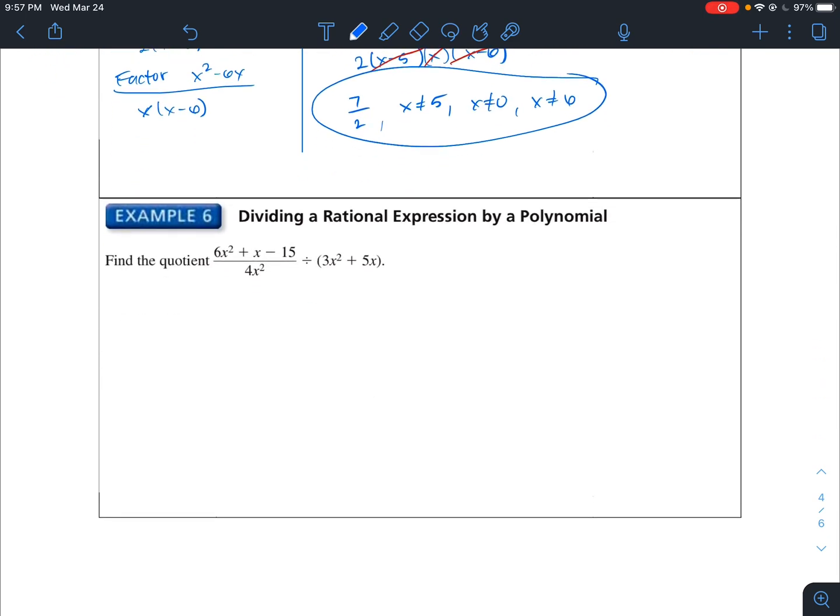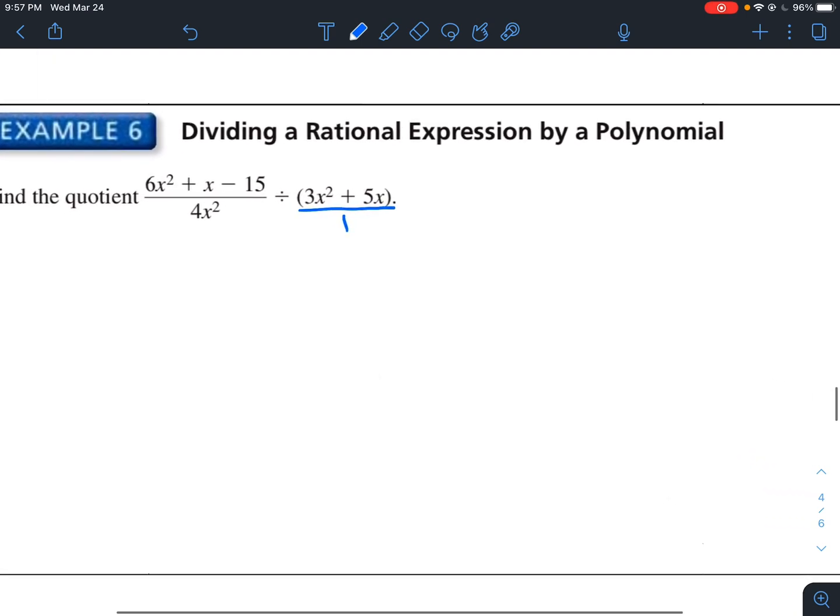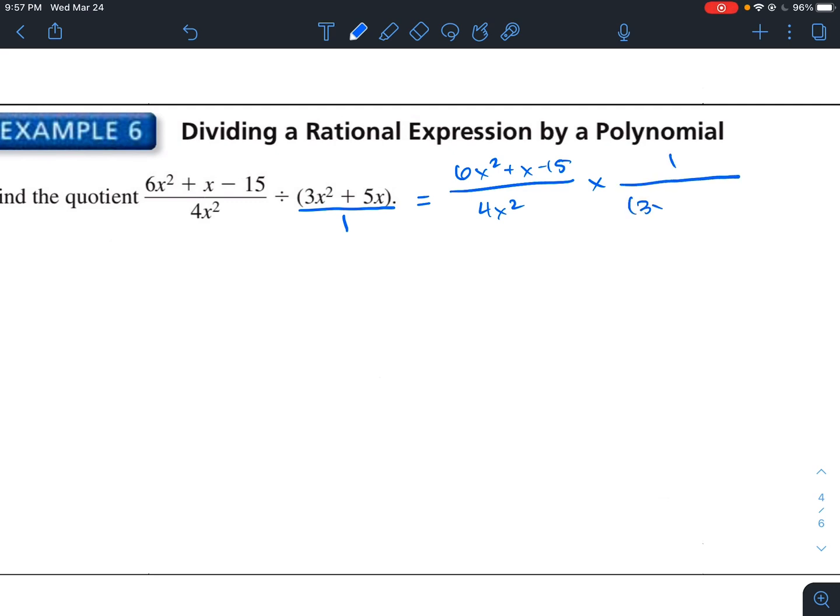Alright, let's go over this one last example. Again, this isn't an expression, but we can make it an expression. And so it's dividing, so use the keep change flip rule. So I do 6x squared plus x minus 15 divided by 4x squared, times by, so keep the first, change the sign, flip the second. So 1 divided by 3x squared plus 5x.